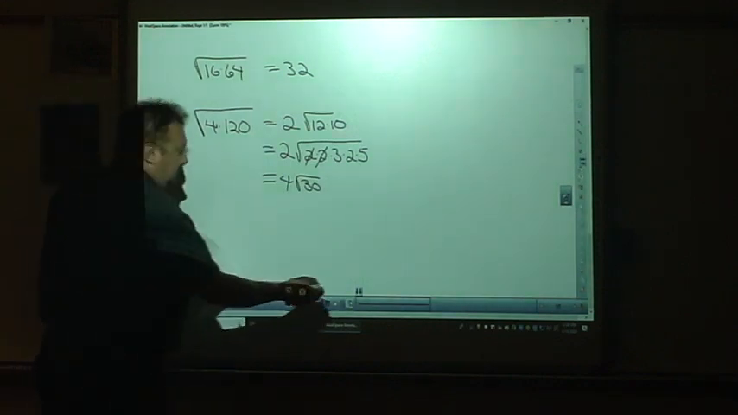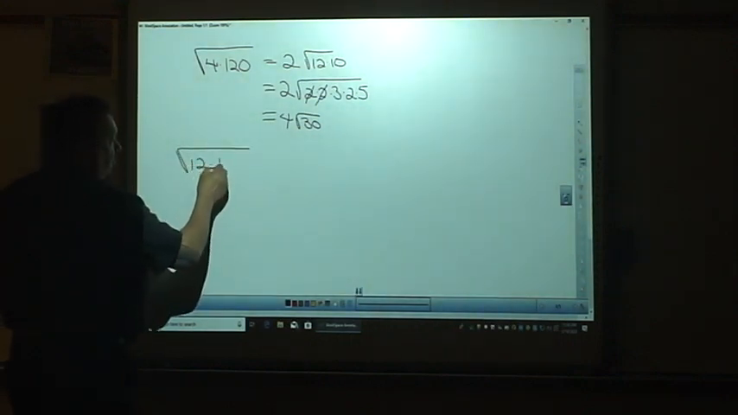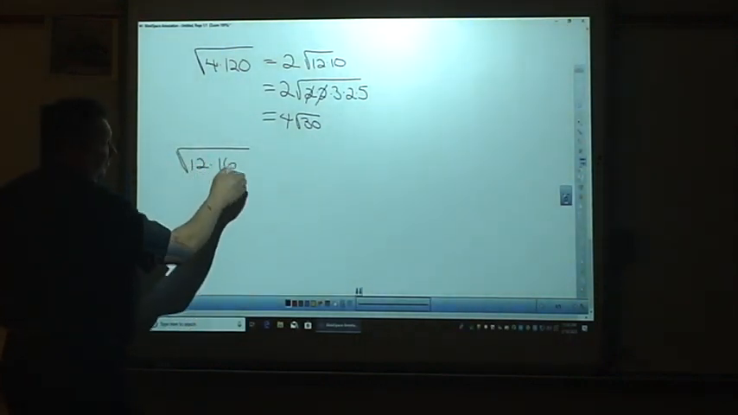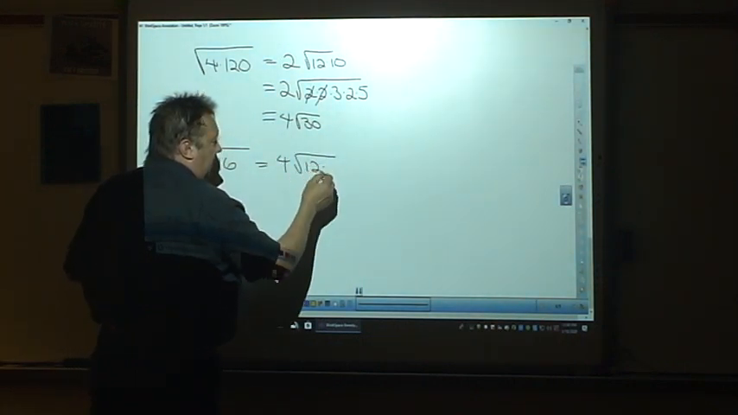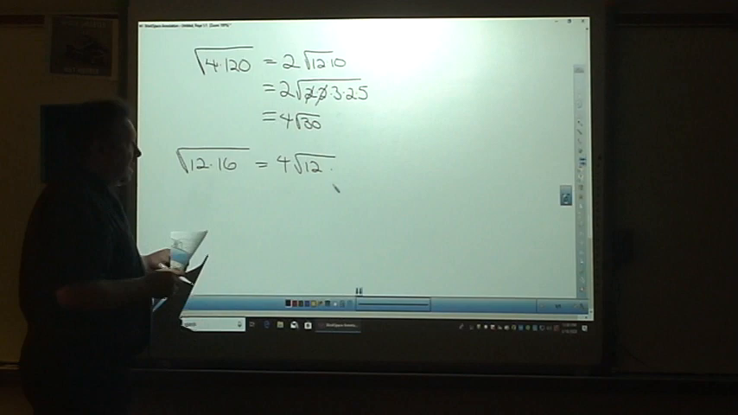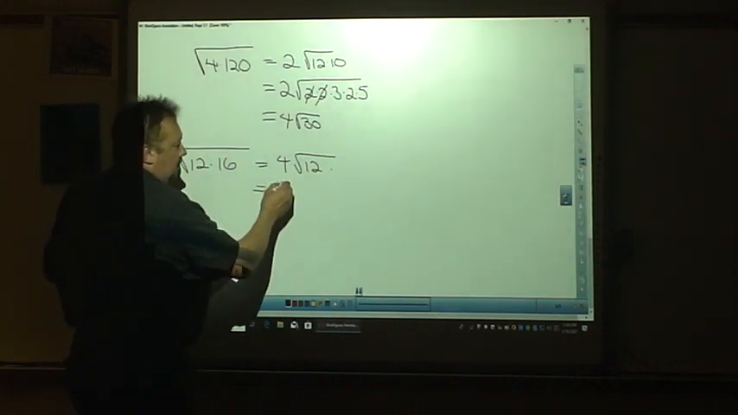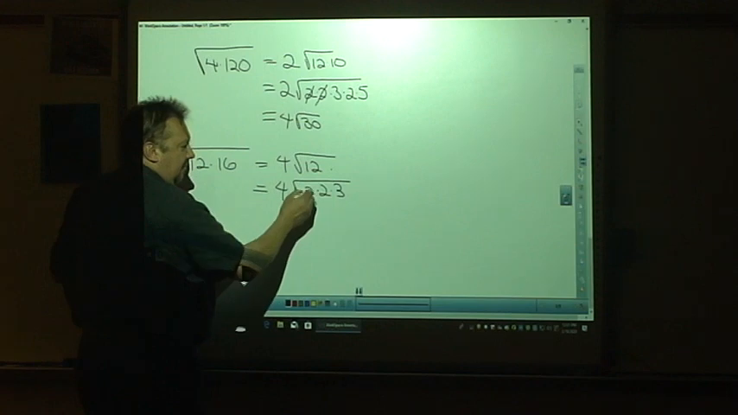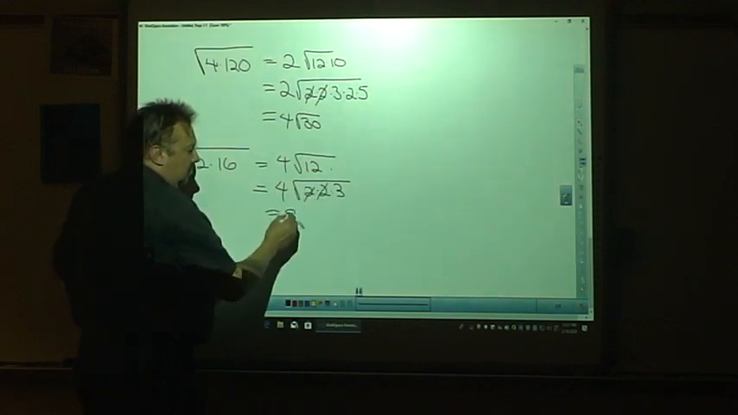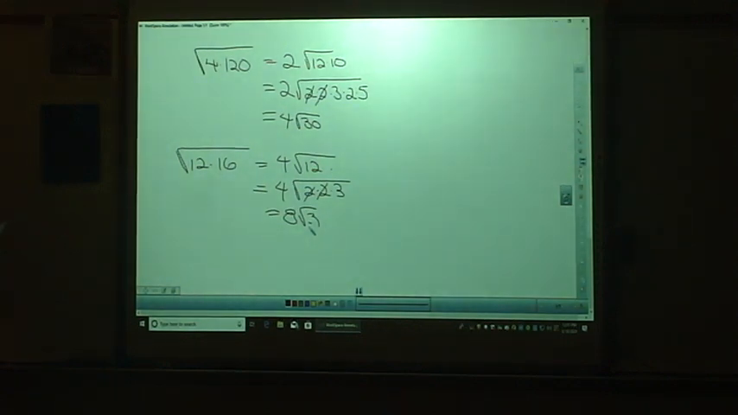Twelve and 16. Well, square root of 16 is 4, so I think I'm going to just bring that out. And that leaves me with 12 inside. Now, if you want to multiply it out, take it out one at a time, that's fine. 2 times 2 times 3 is 12. I have one pair of 2's. 8 square root of 3. That's 37.